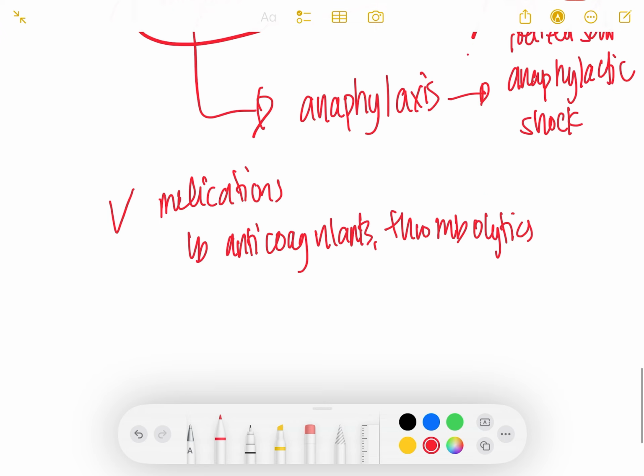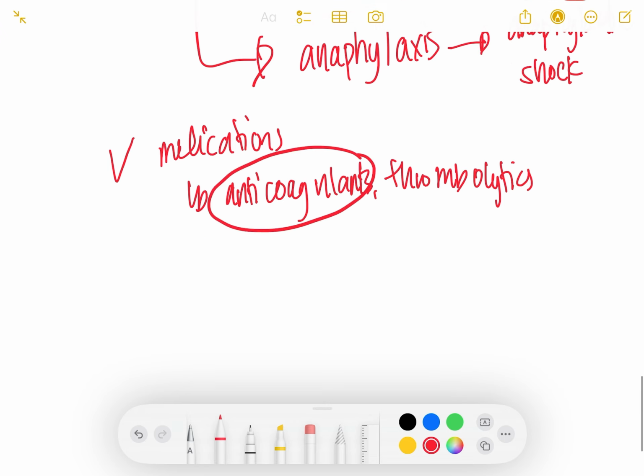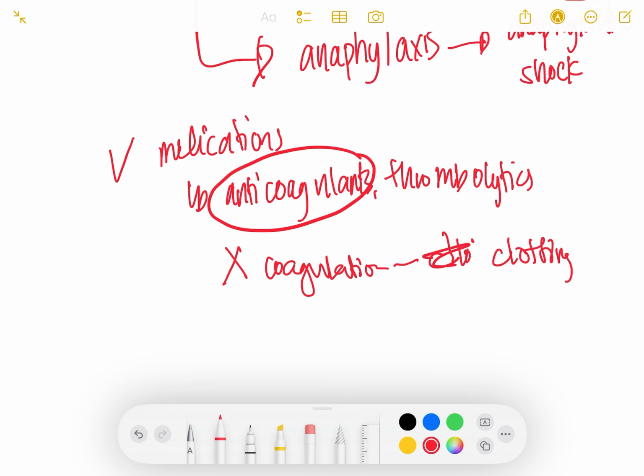Anong difference nilang dalawa? Pag sinabi nating anticoagulants, kinokontra niya ang coagulation. Ano bang ibig sabihin ng coagulation? Blood clotting. Okay, it is preventing the blood from clotting. Tawag din natin sa kanila blood thinners. They make the blood thin, or less viscous, less malapot, mas runny, okay? Anticoagulants, they prevent blood clotting or reduce blood clotting.